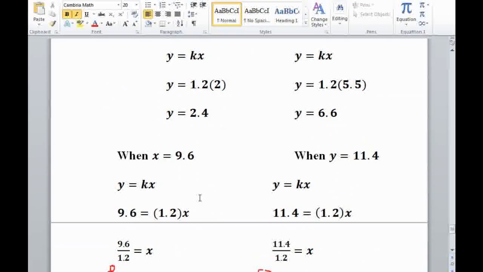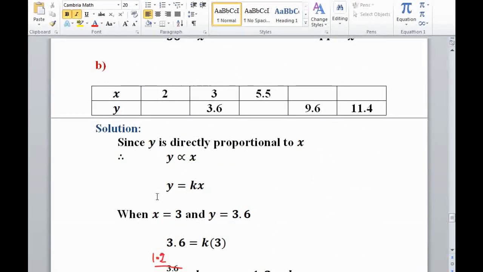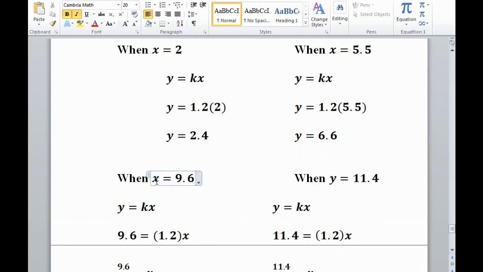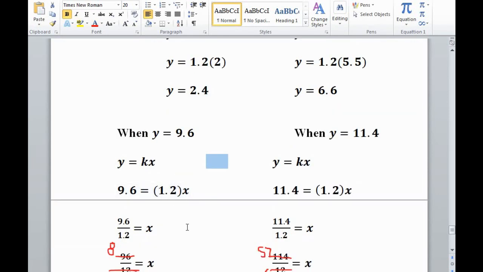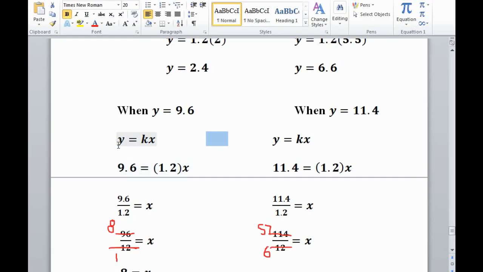Next column we have 9.6 for y, and let's find the value of x. So again, when x equals 9.6, we are finding, no, I think it's y, yes. Let me correct it. y equals 9.6, right? So we are finding the value of x. So when y equals 9.6, then we have the same relation, y is equal to kx, because y is directly proportional to x. So y, 9.6, equals k, which is 1.2, times x.